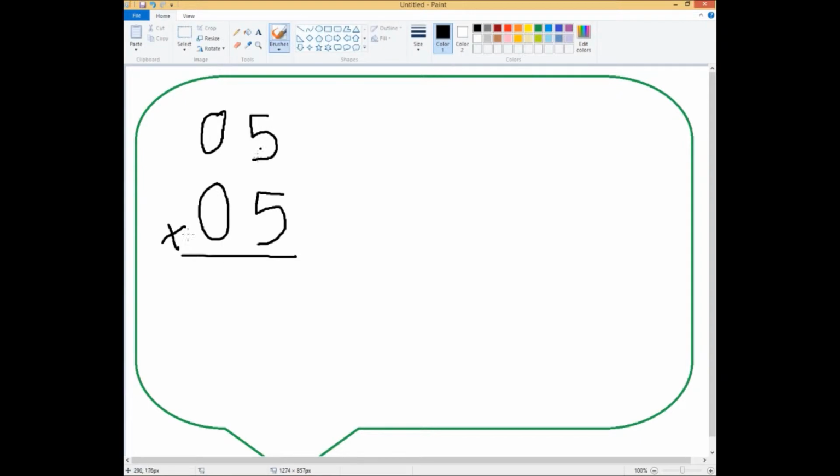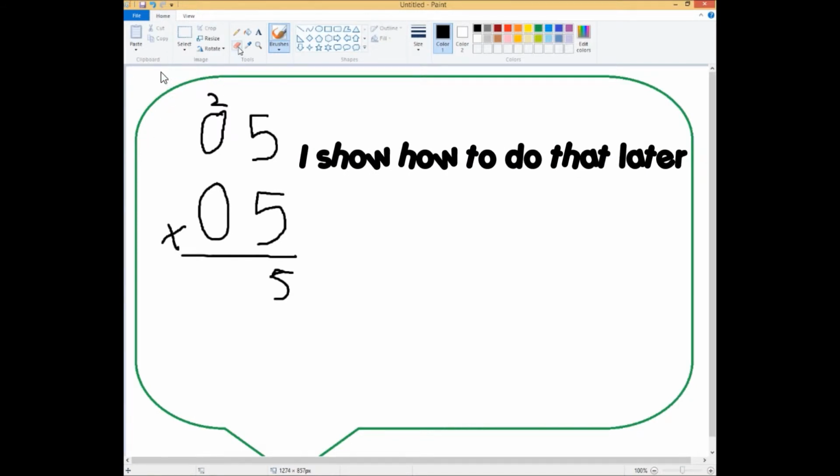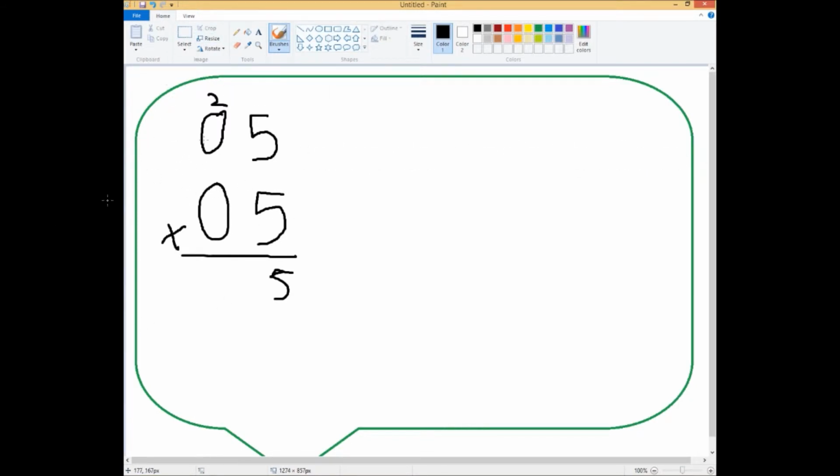So 5 times 5 is 25. So you put 2, 5. My drawing is very bad. Don't worry about the zeros, because they're just zeros. But if they were a whole number, you would have to do it like a regular multiplication problem. So that would be 25.